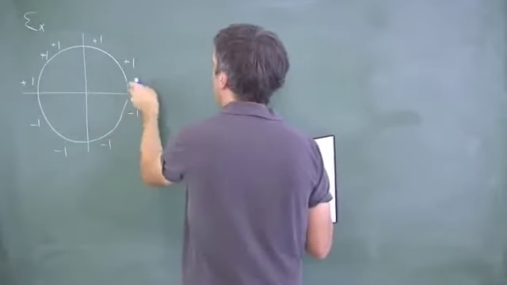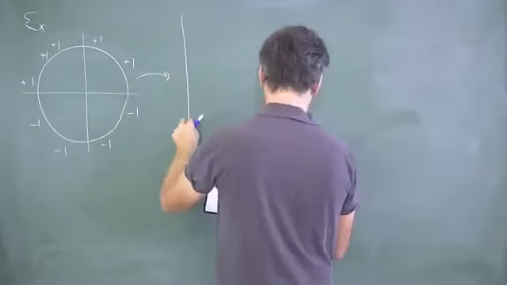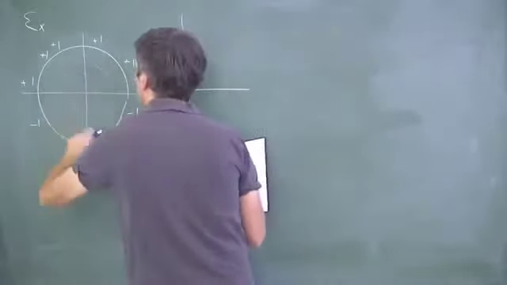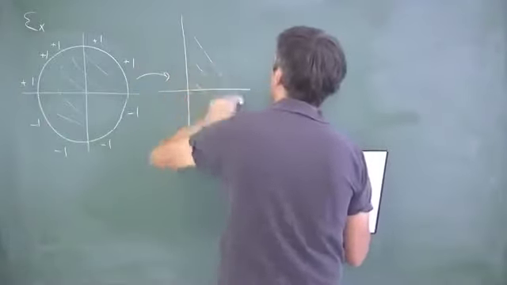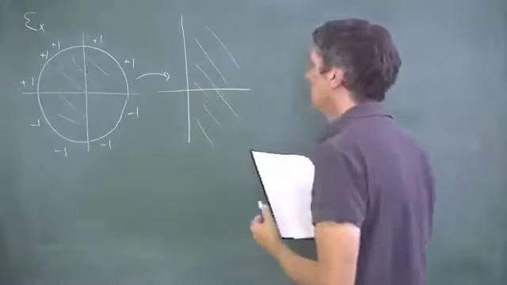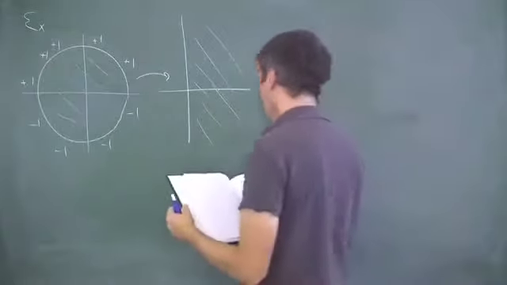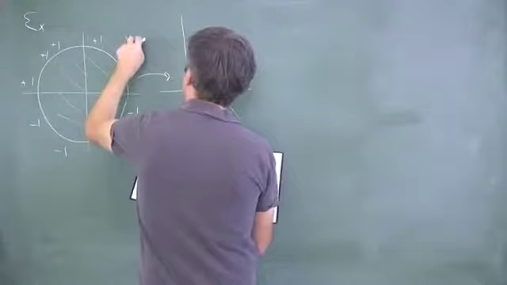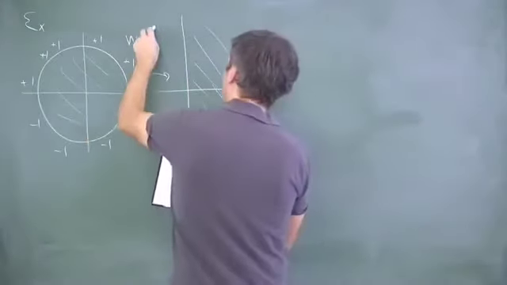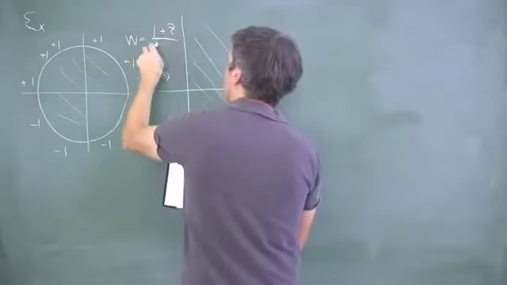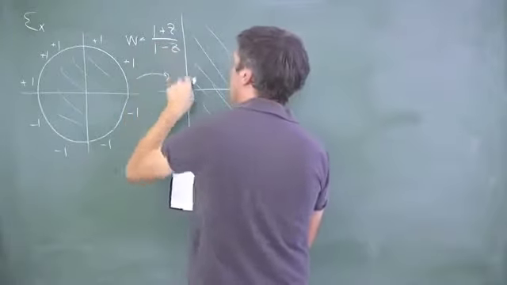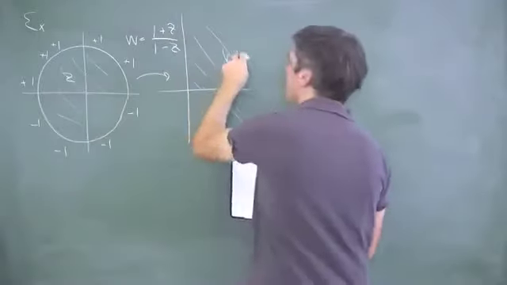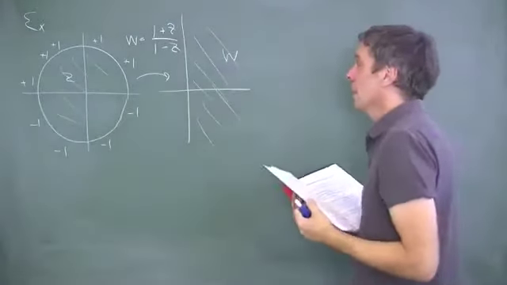unit disk onto the right half plane. So this region is mapped onto this region then. And we know how to do that. We can do it, for example, by the map W equal to (1 plus Z) divided by (1 minus Z), where Z is the coordinate over here and W is the coordinate over here.